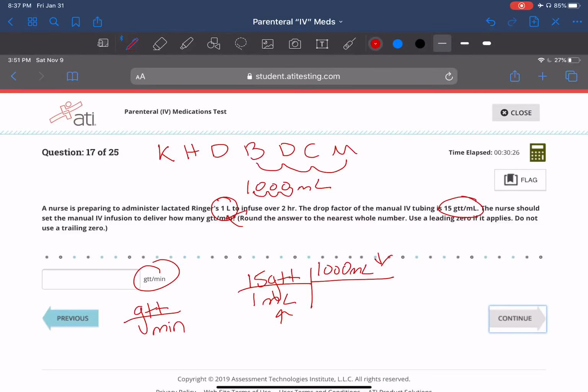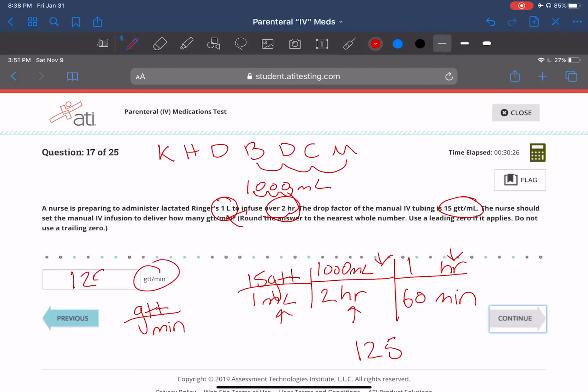And is that connected to anything? It says 1 liter to infuse over 2 hours. So yes, 1,000 ml per 2 hours. And they're asking for minutes for the answer. So we need to change the hour to minutes. So we have hour down here, so we need an hour up here. And we know 1 hour is equivalent to 60 minutes. So let's go ahead and start calculating. So we have 15 times 1,000 times 1 divided by 1 divided by 2 and divided by 60. And that equals 125. And let's make sure that's right.